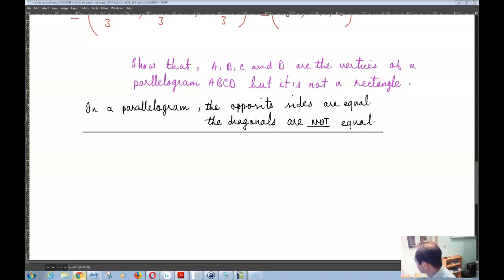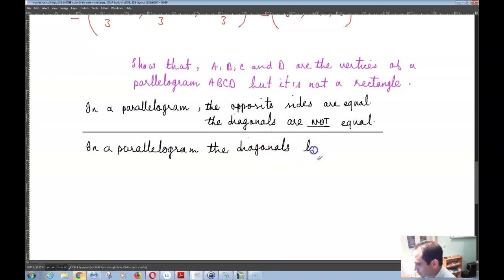Now there is one more thing over here that you can also use alternatively. There is a property that might be useful to you in some situations, and that is in a parallelogram, the diagonals bisect each other.